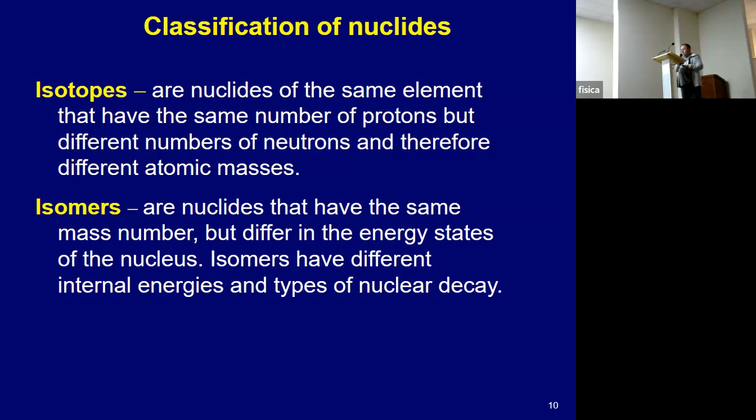1.48% of lead 204, 23.6% of lead 206, 22.6% of lead 207 and 52.3% of lead 208. Cesium has one stable isotope that can be found in nature, cesium 133, and about 20 radioactive isotopes.